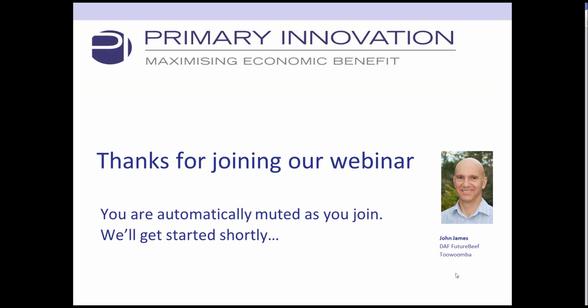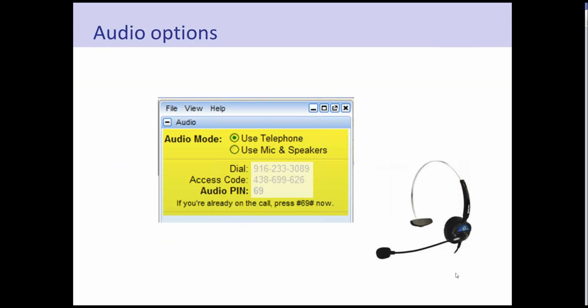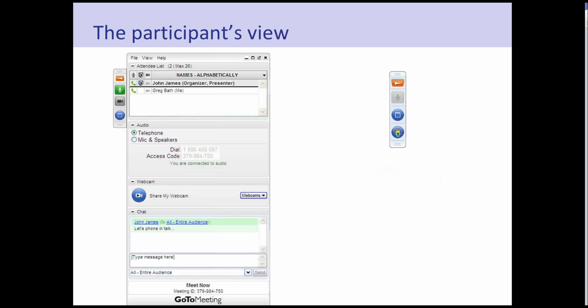Before we get too far into it, let me just show you how easy the system is to use. Here's a picture of the audio settings. Just a reminder that you're able to use the mic and speakers, but sometimes the sound cracks up a bit. If that happens, you can just swap over and use your telephone. You just click the little radio button next to it, and then you'll get some numbers displayed there. We have ones for both Australia and New Zealand. So you just dial that in, then put in the access code followed by the hash sign, same with the audio pin, and you should be able to hear us all again.